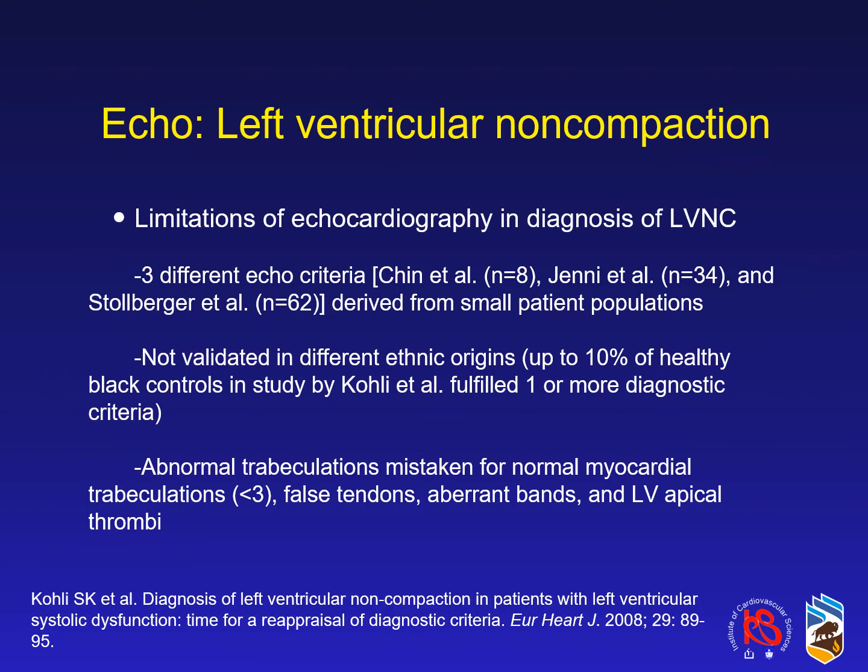And finally, when one sees abnormal trabeculations, you need to make sure that you don't mistake them for normal myocardial trabeculations, which is less than 3, false tendons, aberrant bands, as well as LV apical thrombi.